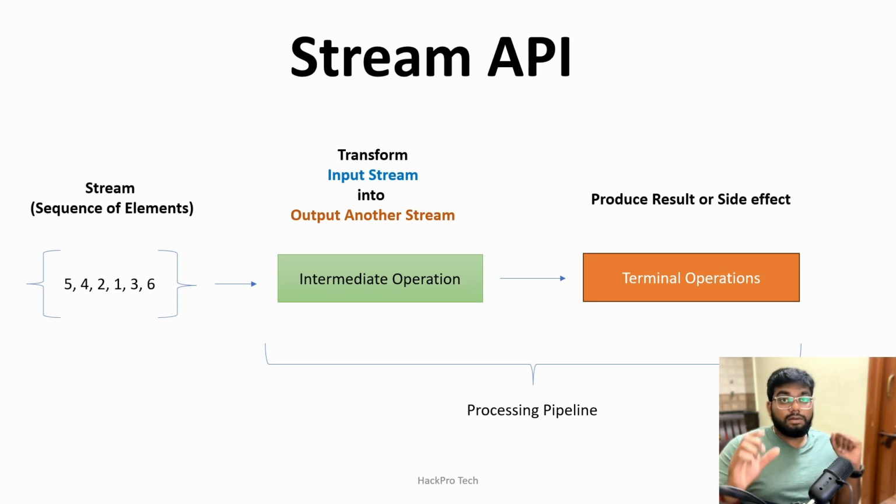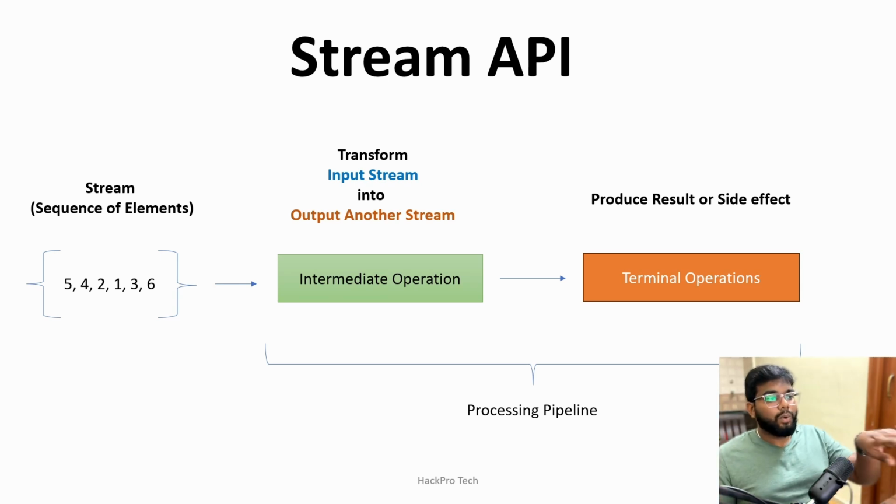Okay, so the actual result type I'm talking about is a list of integer. Once I start to put in the code, you will be able to correlate easily, but for now just try to understand at a high level. So once this intermediate operation is done, obviously we have a terminal operation. The terminal operation is where we get the actual results.